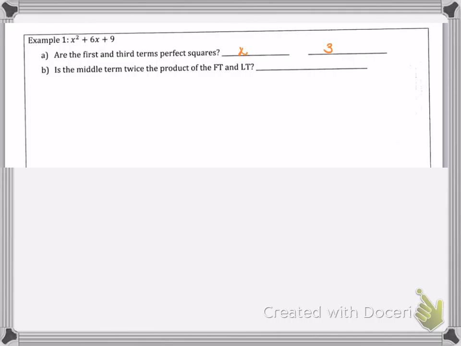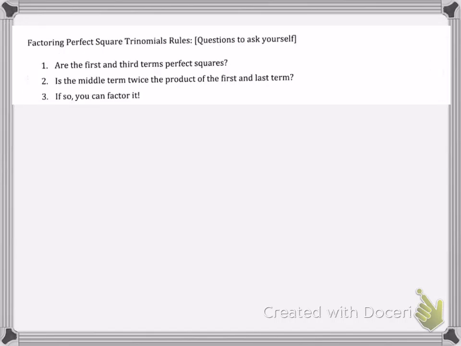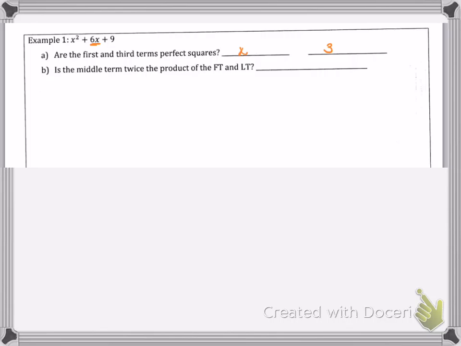And for letter B, you want to make sure that the middle term is twice the product of the square root of x squared and the square root of 9. So we got x and 3 here. So the middle term has got to be twice their product. So 2 times 3x, which is 6x. So yes, that works. And I'll just write my work out there a little bit. 2 times 3x equals 6x. And that's how we knew.